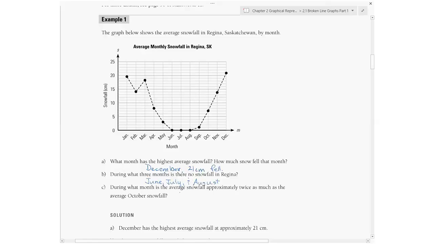And during what month is the average snowfall approximately twice as much as the average October snowfall? So let's see, what's the average October snowfall? Well, this is 5 centimeters, so 6. This is 7. So twice that would be 14. I go over here, there's 15, so 14 would be along this line here. And oh look, February looks like it's 14. But if I look also, November looks like it's about 14. So I could say both February and November, and if you just picked one of them, that would be fine, have approximately twice as much.